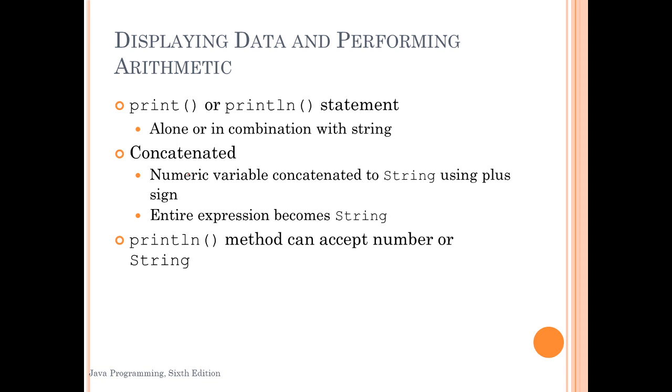Okay, what's the difference between print and println? Println creates a new line. Print is a single line only in a combination of strings. We can always concatenate values to a string using the plus sign. Always remember that, okay? And a method can accept a number or a string.